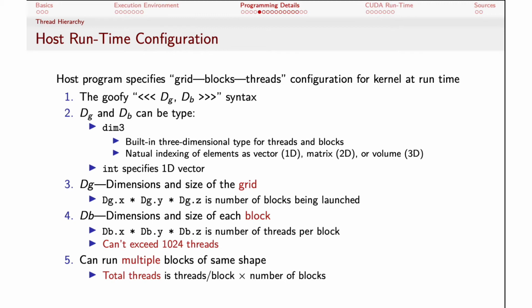Okay, now that runtime configuration, we looked at a very simplified version of that, where we were basically just saying a specific number of blocks per grid and a specific number of threads per block. It's actually more general than that.